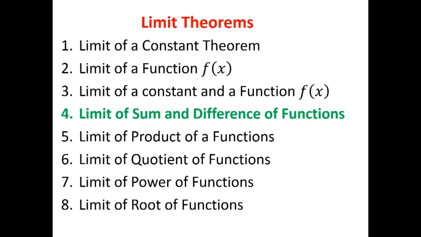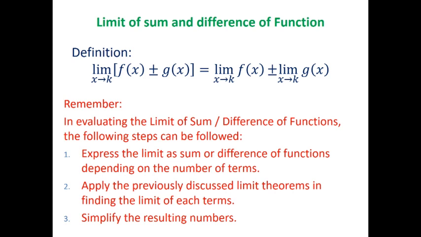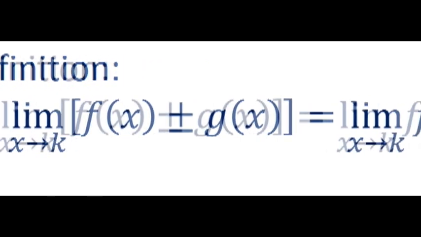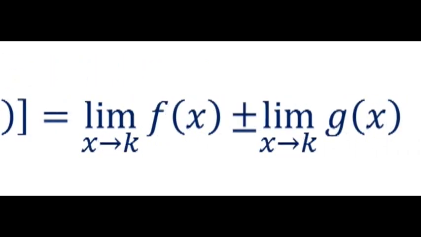Okay, let's have theorem number 4, limit of sum and difference of a function. This says that the limit of a sum or difference of functions is the sum or difference of the limits of the individual functions. Limit of f of x plus or minus g of x as x approaches k is equal to the limit of f of x as x approaches k plus or minus the limit of g of x as x approaches k. So it's separated for as long as there is an operation between the two functions.